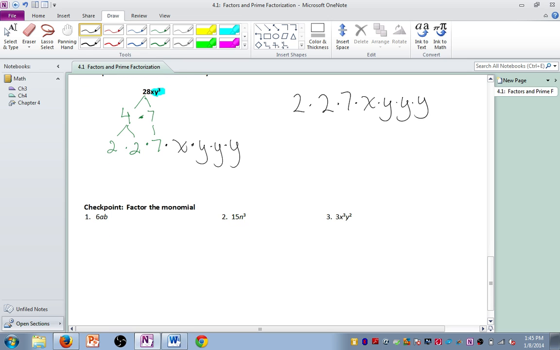And at this checkpoint, please factor out these monomials for 1, 2, and 3, and we will go over them tomorrow in class.